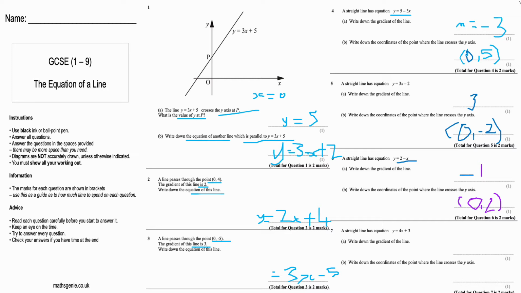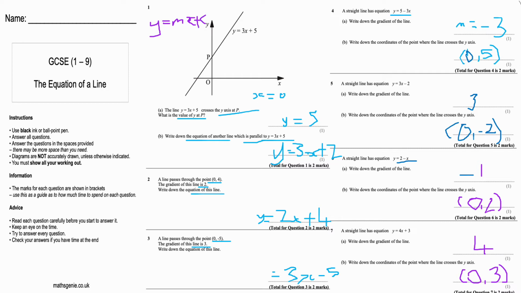This is question number 7. A straight line has the equation y is equal to 4x plus 3. Write down the gradient of the line. The gradient of the line is going to be equal to 4. The coordinates where it crosses the y-axis is going to be 0, 3. Remember, the y-axis is the line x equals 0. Remember that it's always in the form y is equal to mx plus c, where m is your gradient, so how steep the line is, and c is the y-intercept.